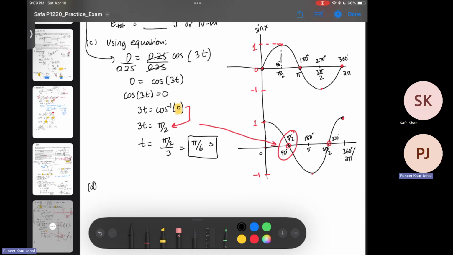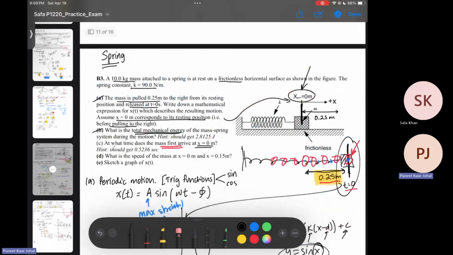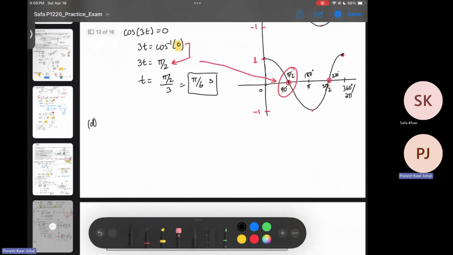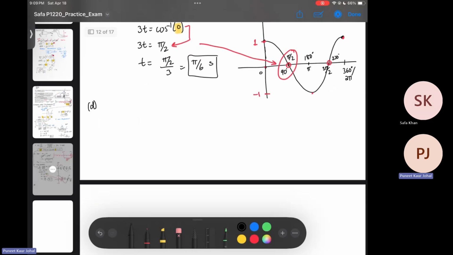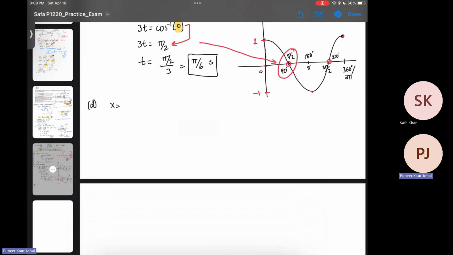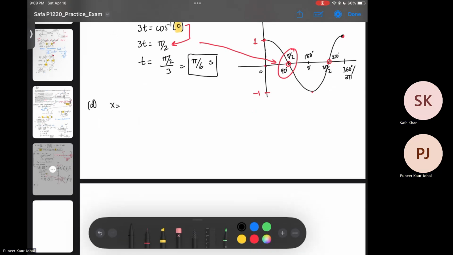Okay. Part D is the speed of the mass at x equals 0. So when x equals 0, what is the speed? And then what is the speed when x is 1.5? So we have to find the speed when the mass is at the x equals 0 position, which is the equilibrium position.